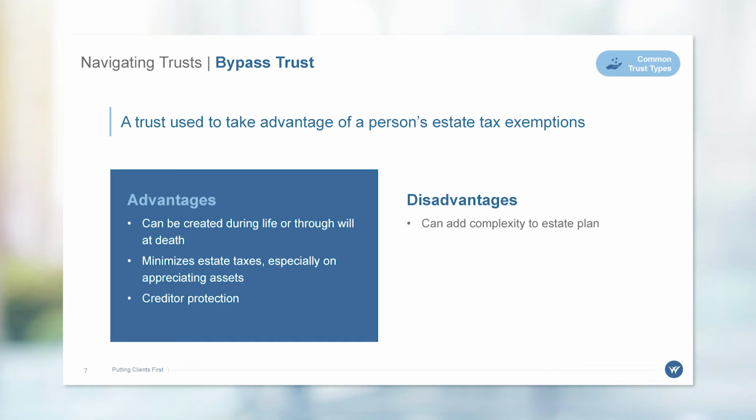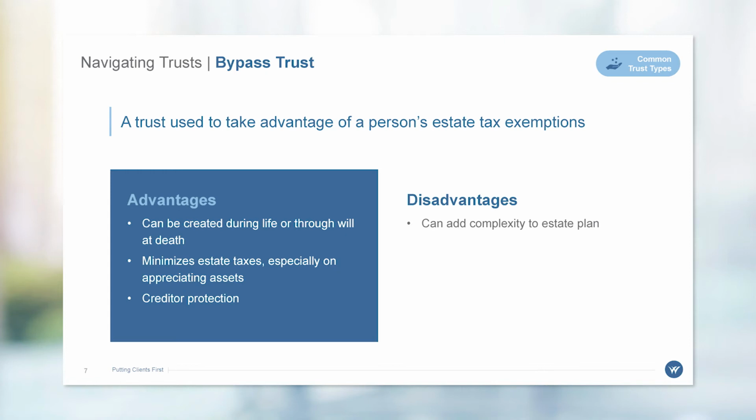So this trust allows a grantor to use their estate tax exemption to fund a trust, where they bequeath any additional assets to their spouse or to a marital trust. So this allows that grantor to use up all of their available estate tax exemption before then also getting the benefit of the unlimited marital deduction.